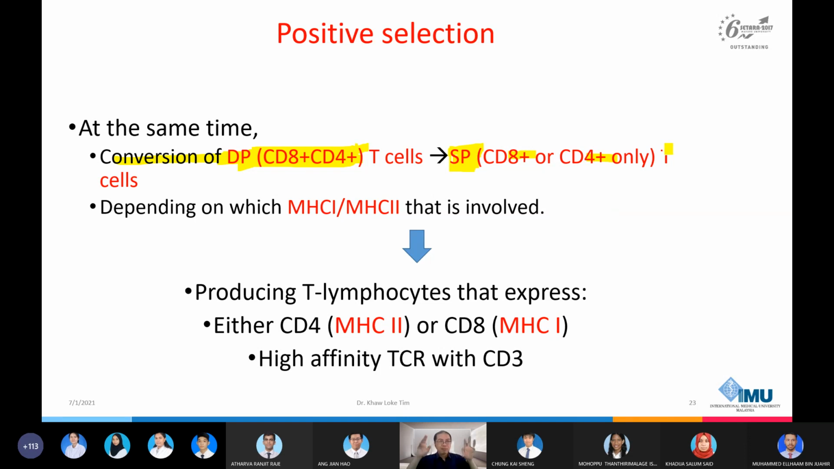But just dealing with med school is already a headache. Imagine you need to do another part, which is dentistry. So obviously cannot. They need to choose, and this depends on MHC class 1 and MHC class 2. For MHC class 1, they become CD8. If MHC class 2, this allows specialization into CD4 T cells.